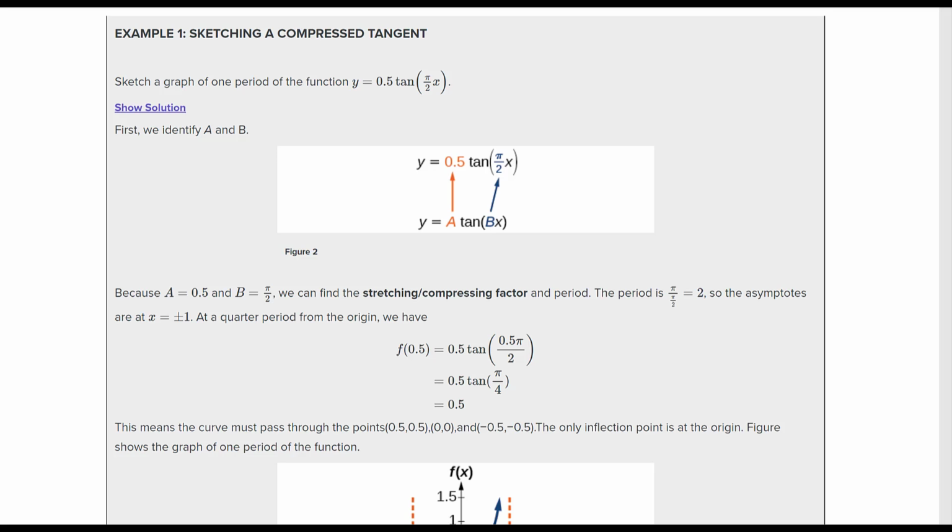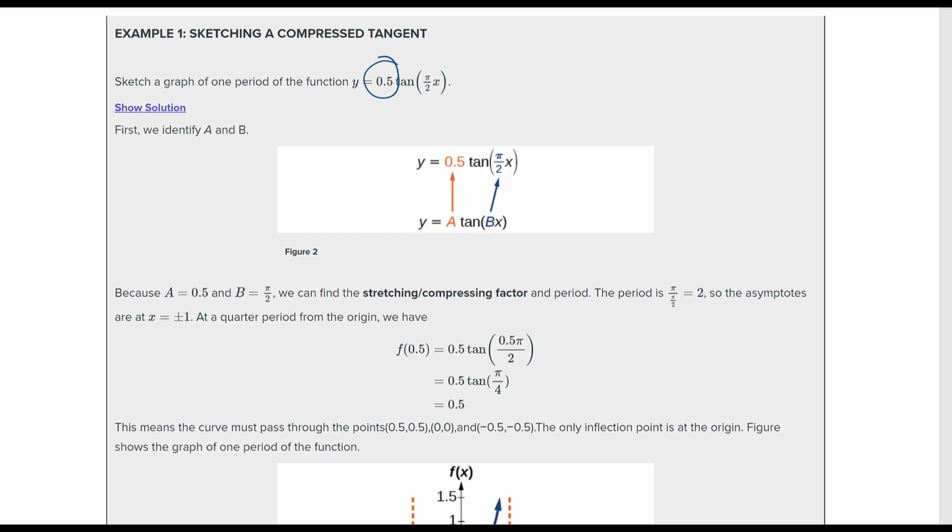There's a question about this example, so I just wanted to go through the example here and see if we can make it make sense. It says sketch a graph of one period of the function y equals 0.5 tangent of pi over 2x. So they're showing that we break this down into a couple parts.